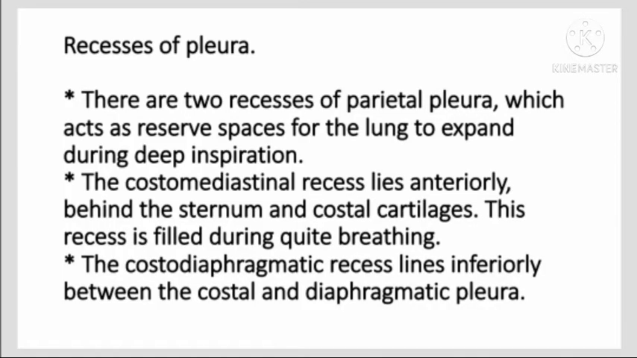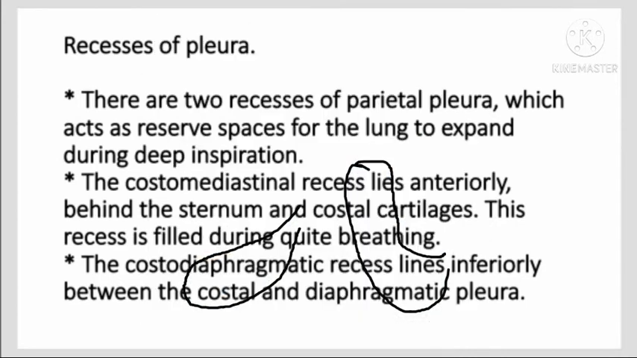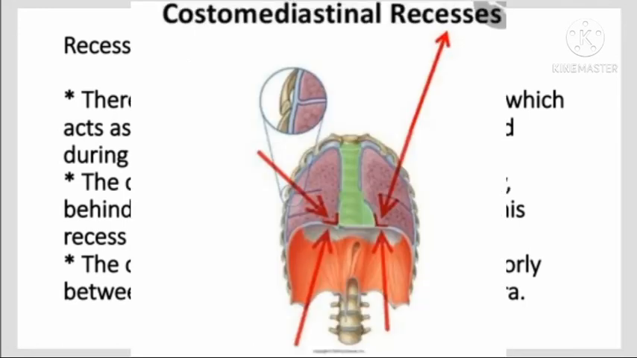Recesses of pleura. There are two recesses of parietal pleura which act as a reserve space for the lung to expand during deep inspiration. These are the two recesses of pleura as you can see in this diagram. The costomediastinal recess lies anteriorly behind the sternum and the costal cartilages. This recess is filled during quiet breathing. These are the costomediastinal recesses.